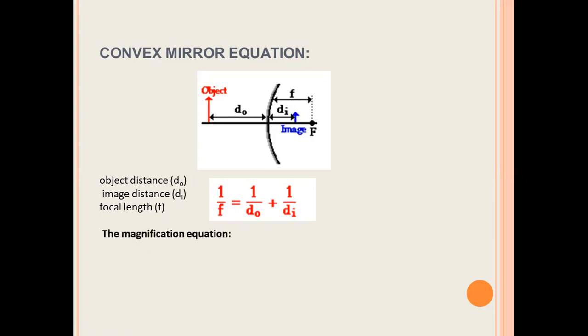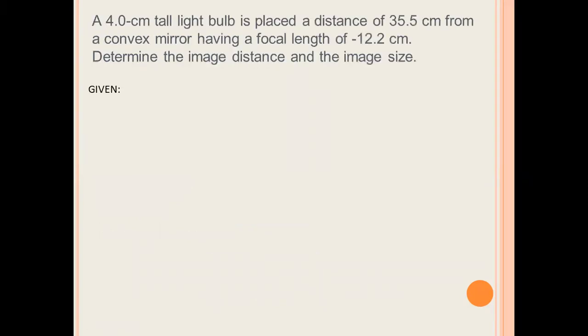Now we have the magnification equation as m is equal to the height of the image per height of the object, which is also equal to the negative value of the image distance per object distance. Now we have this sample problem: a 4 centimeter tall light bulb is placed a distance of 35.5 centimeters from a convex mirror having a focal length of negative 12.2 centimeters. We are going to determine the image distance and the image size.